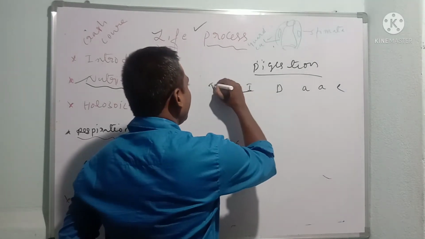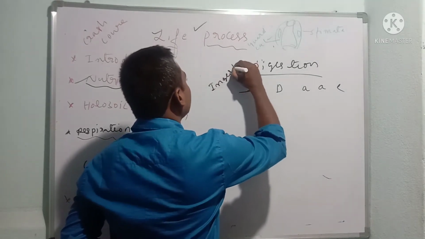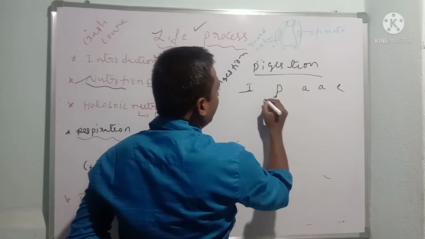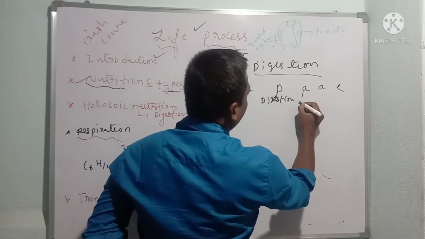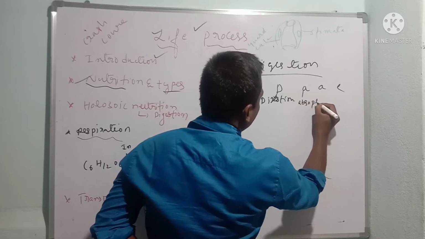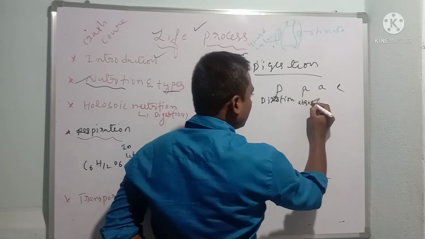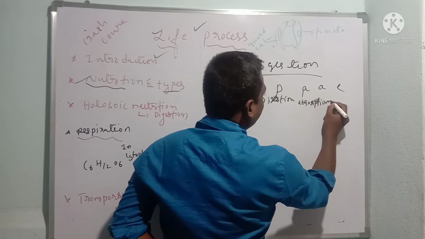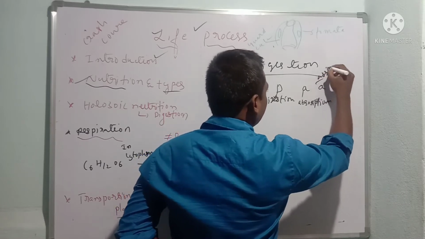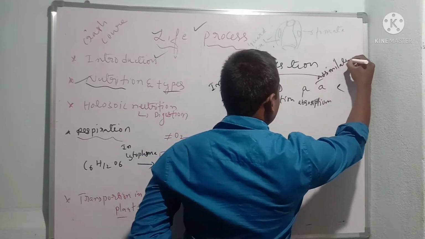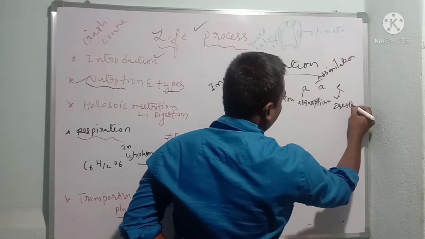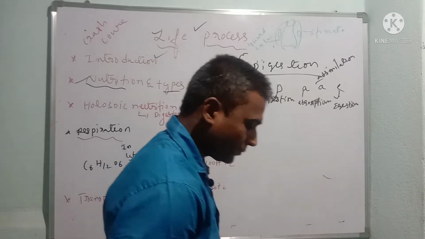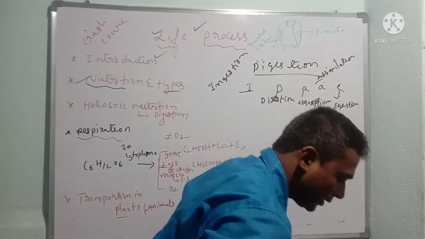I stands for ingestion. D stands for digestion. A stands for absorption. And this A stands for assimilation. And this is egestion. So we'll understand one by one. Let us understand without wasting time.